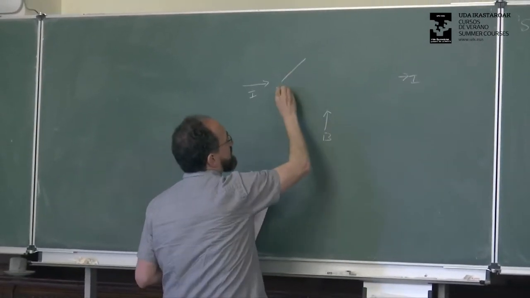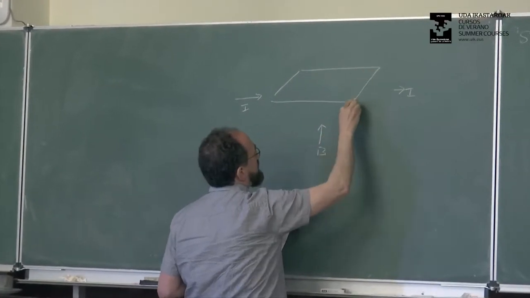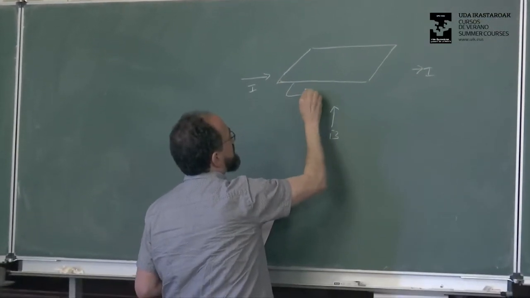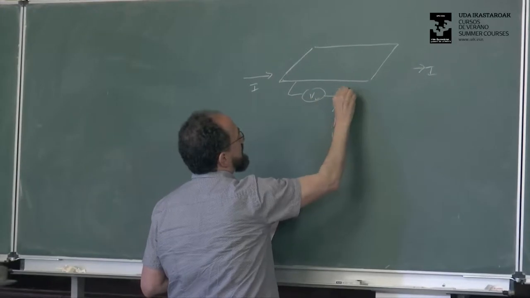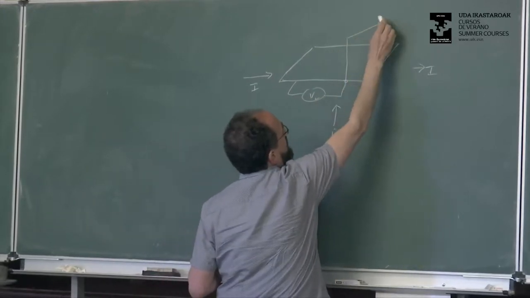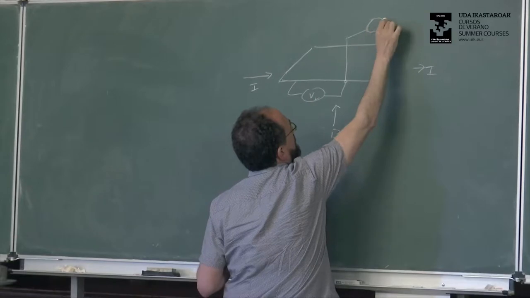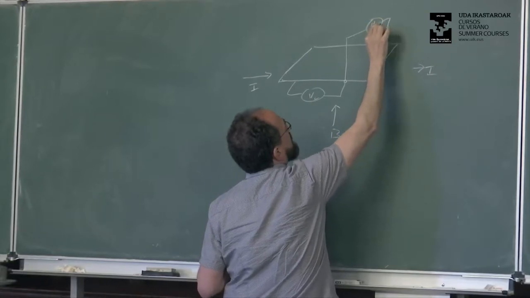So now it's a plane. But we're going to basically do the same experiment. We're going to measure the longitudinal voltage in the same direction as the current and the Hall voltage perpendicular to the current, V Hall, like that.